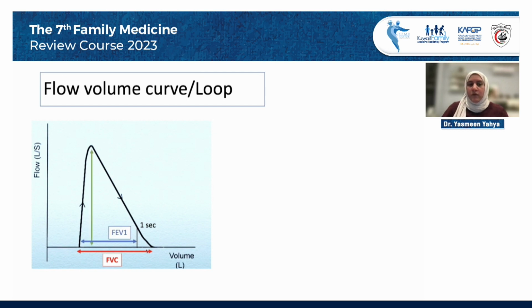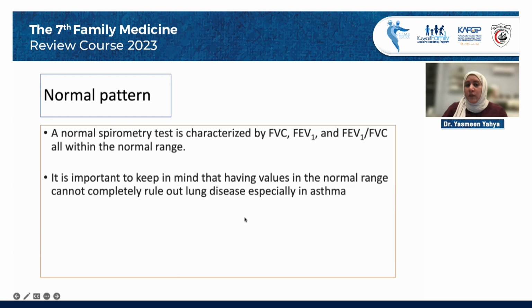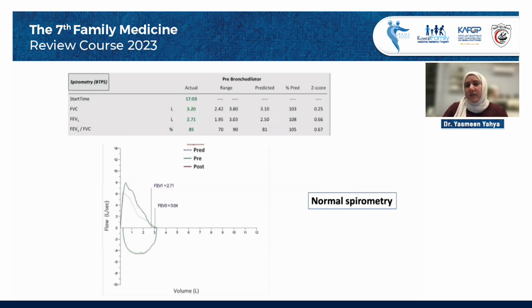From this graph, you can detect the peak expiratory flow, which is similar to the peak flow meter. The machine can show you like this as a loop. So this is the expiratory phase, and this is the inspiratory flow phase. And this is called the tidal volume loop. So in a normal spirometry, the FVC and FEV1 and the ratio will all be within the normal range. Of course, you know that a normal range cannot exclude all lung diseases, especially asthma. So this is a normal spirometry.